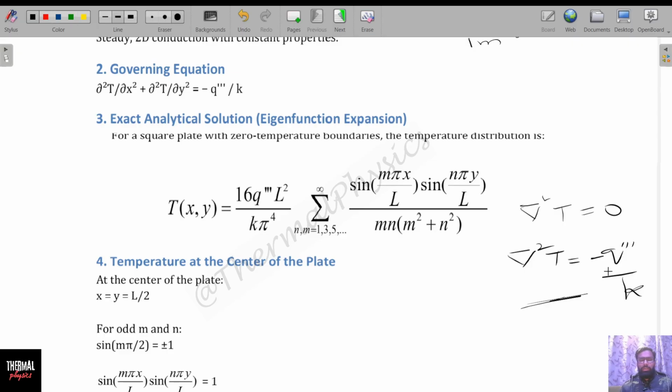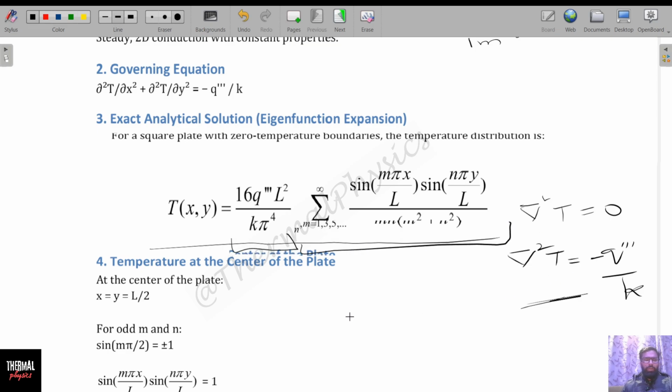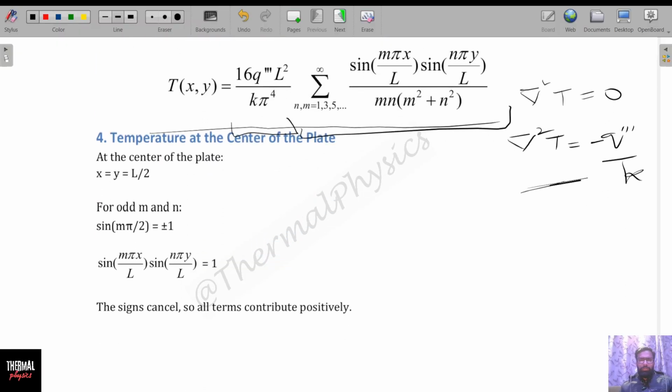we solve this differential equation, and we get the solution in this form, which is like the last time. Last time the solution was in infinite series form, and right now it is also in infinite series form. So we have to solve this infinite series equation to get our value of T at x, y equal to 1/2, 1/2. This solution consists of two parts, this prefactor and this infinite series. First we'll deal with the infinite series part, the numerator and the denominator. First we'll start with the numerator.